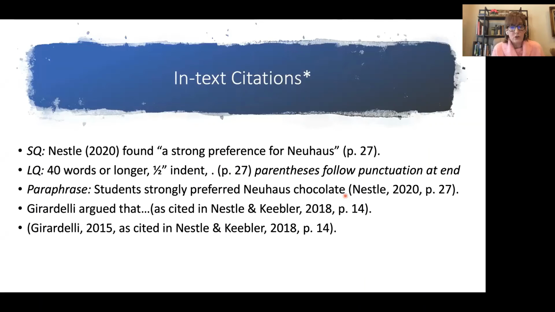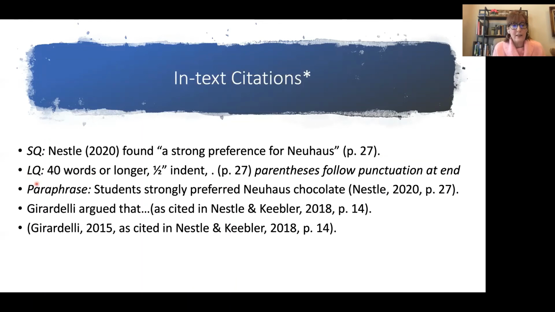For short quotations, there is using the quotation marks. You know, if this is a direct quote from Nestle, and in his 2020 article found a strong preference for Newhouse, then you put the page number where that quotation is found at the end of the sentence.